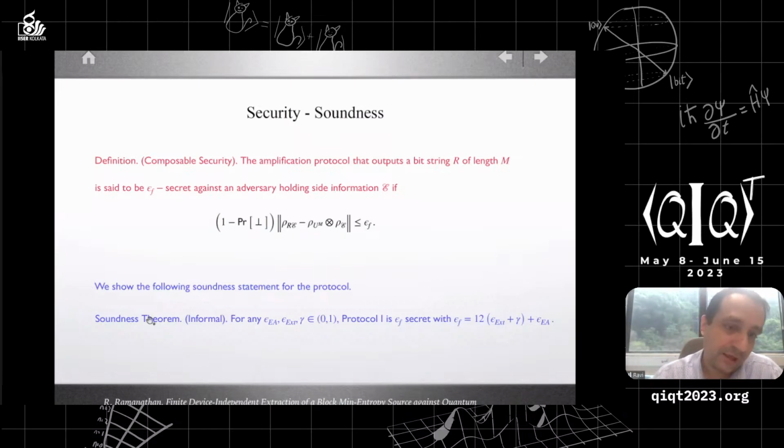uncorrelated with the eavesdropper. And we can prove that this condition holds for a choice of epsilons and gammas. We show that this final epsilon is arbitrarily close to 0. So that's the soundness statement.